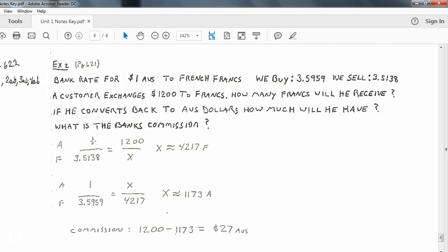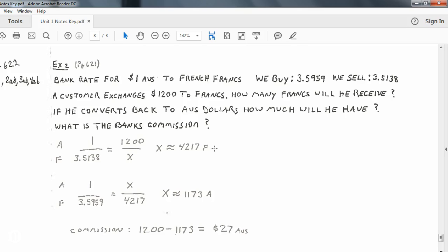So we have 1 Australian dollar to this many francs with the we sell rate. So there's the exchange ratio, and here's the real money taking place on the other side. And since we went dollars to francs on the left, we got to go dollars to francs on the right. And this is how many francs we would come up with.